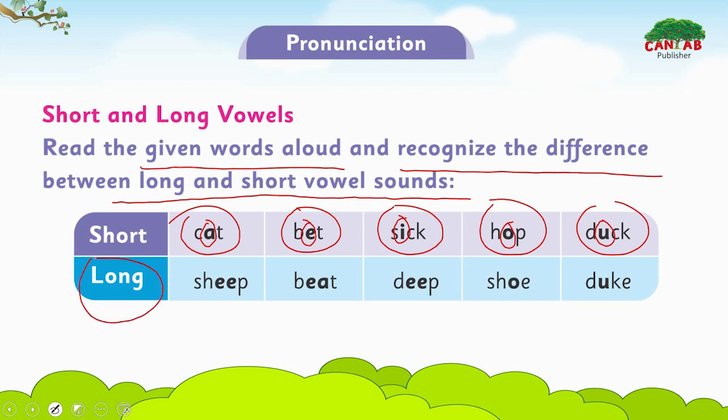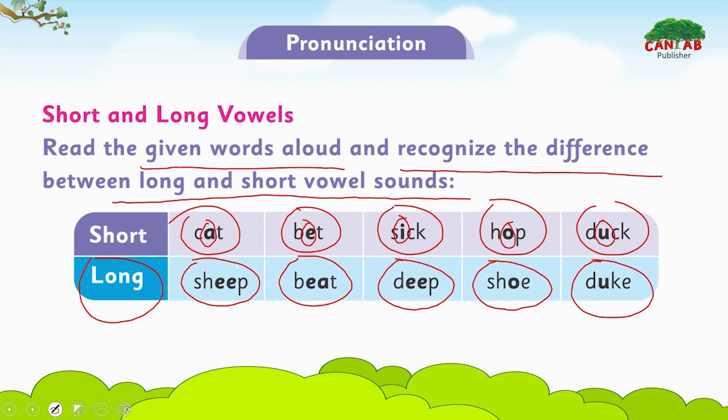And now moving towards the longer vowels. The first word is sheep. The second one is beat. The third one is deep. The fourth one is shoe. The fifth one is duke. So here in all of the 5 longer vowels, the sound is longer and it is as in the original form of the letter. And that is why they are longer vowels.